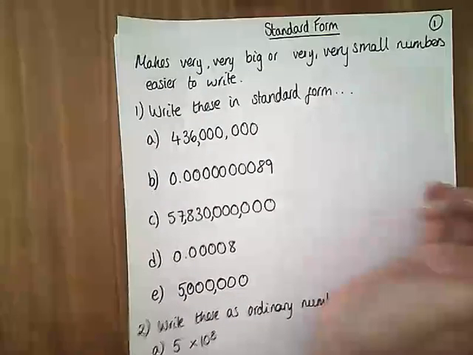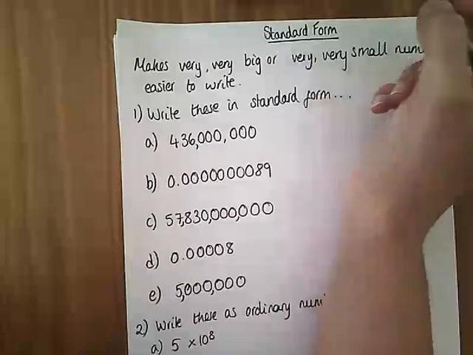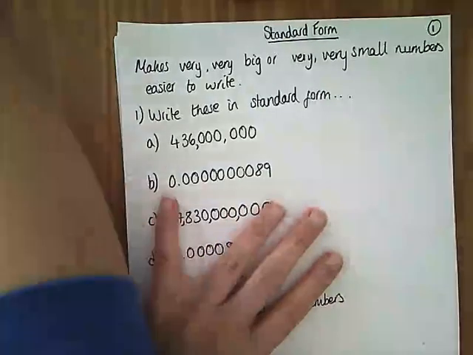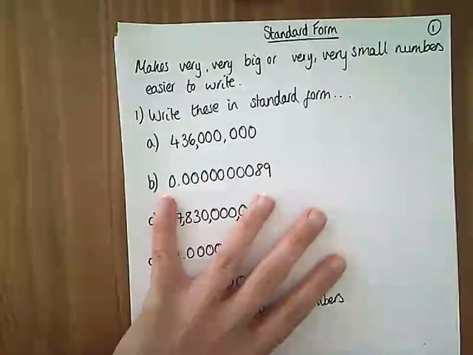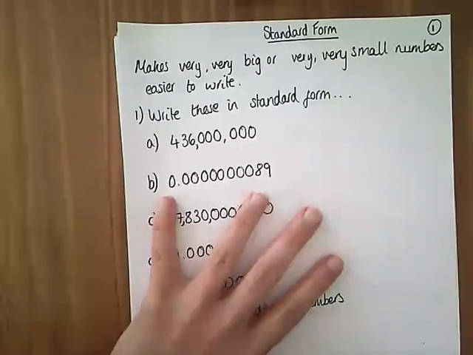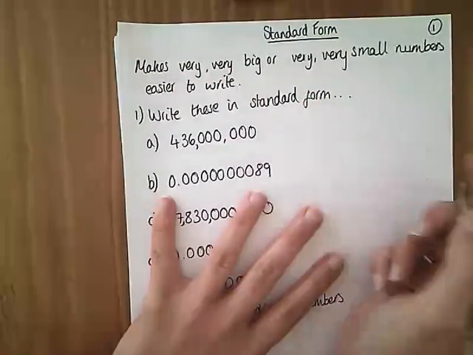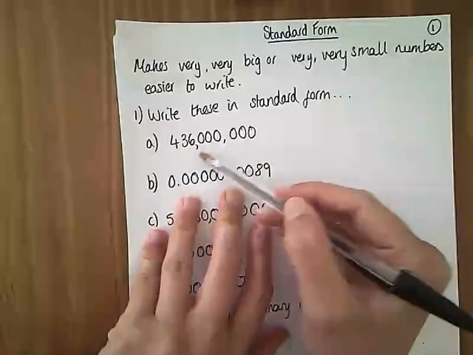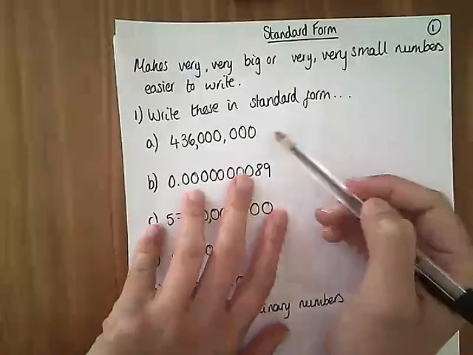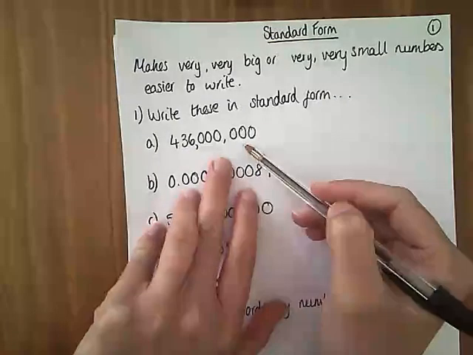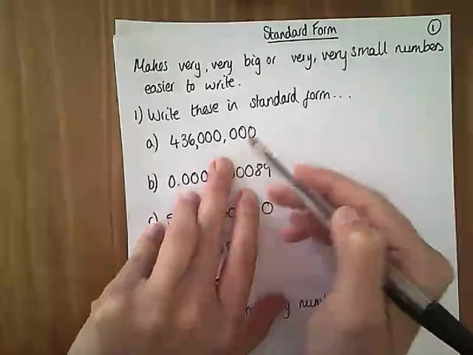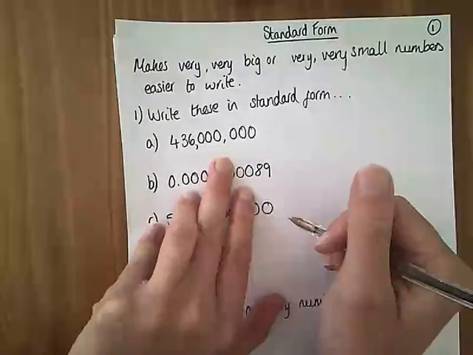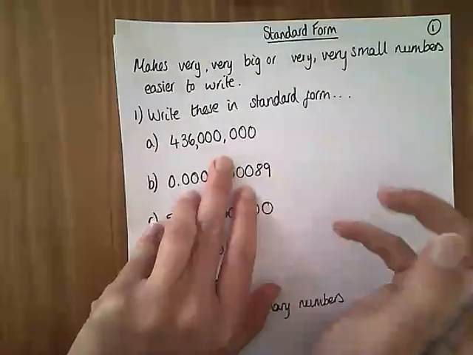Okay, today we're going to look at standard form, and this is what we use to write very, very large numbers or very, very tiny numbers in an easier way to write without having all the zeros that we've got on there. Okay, so if you look at this first one, we've got 436 million. It's easier if we write it in standard form rather than if we write 436 million. And you can imagine if we had a million, trillion, billion, then that would obviously be a lot of zeros for us to write. Okay, so that's the whole point of standard form.